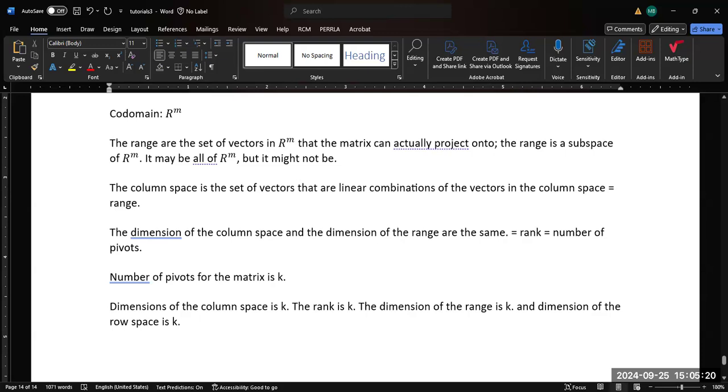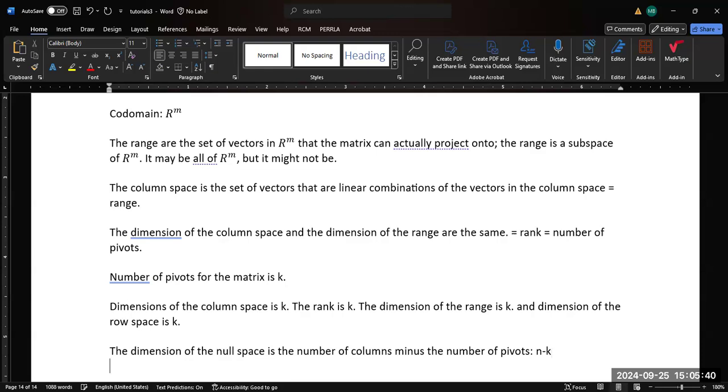The null space is not K. The dimension of the null space is the number of columns minus the number of pivots. So n minus K.